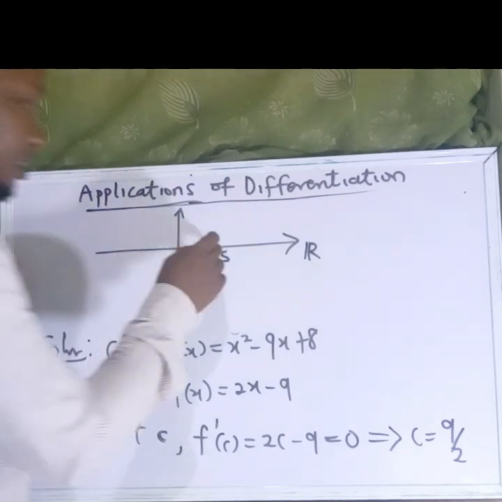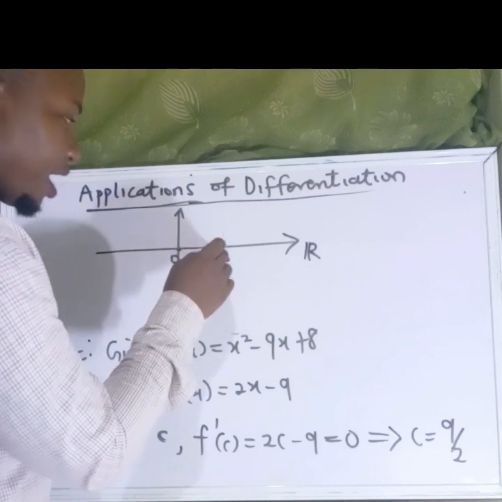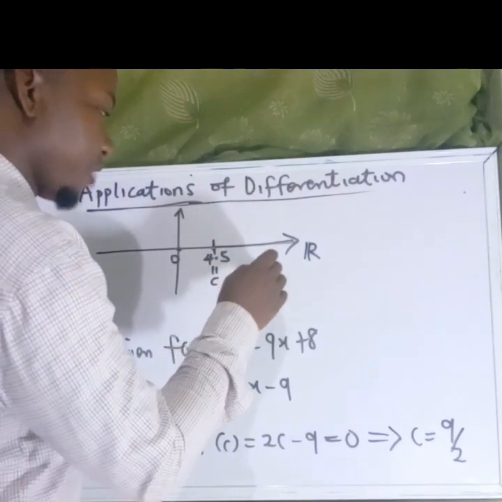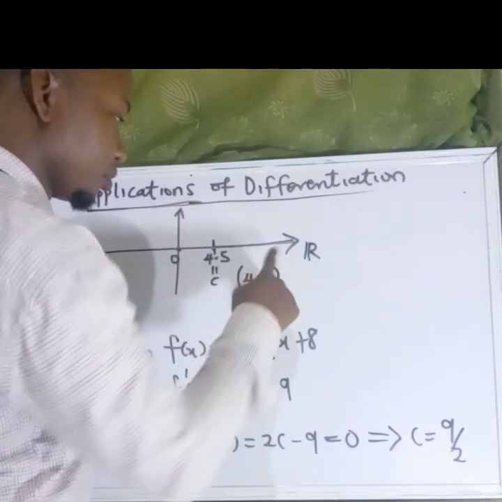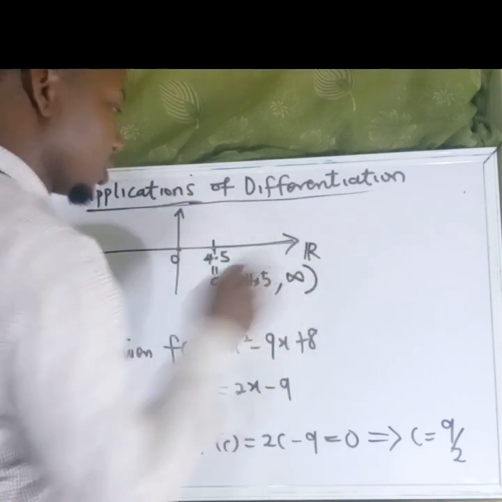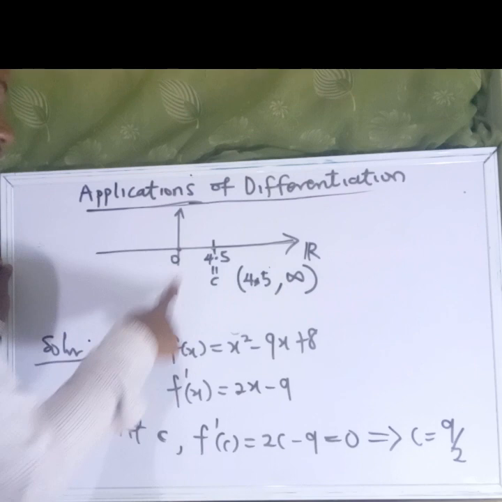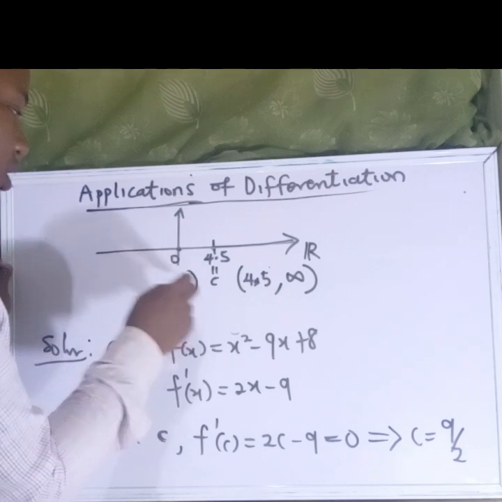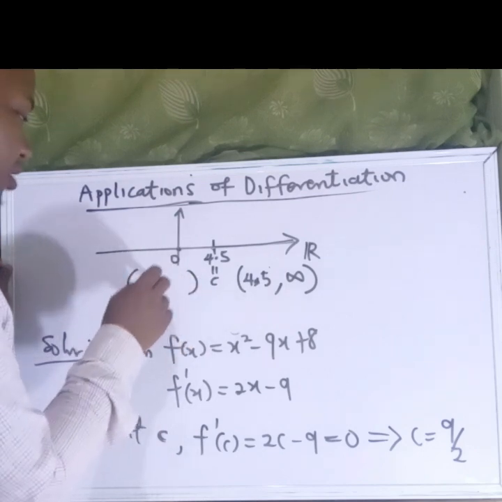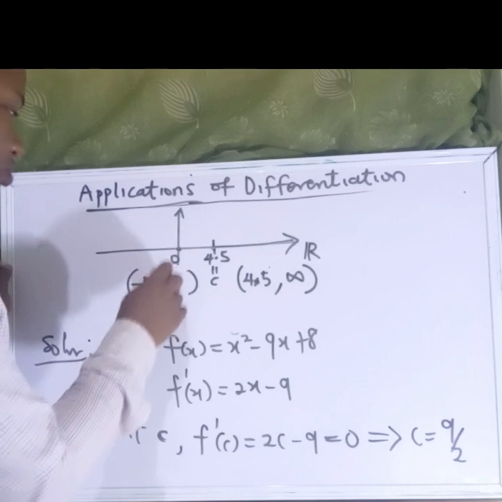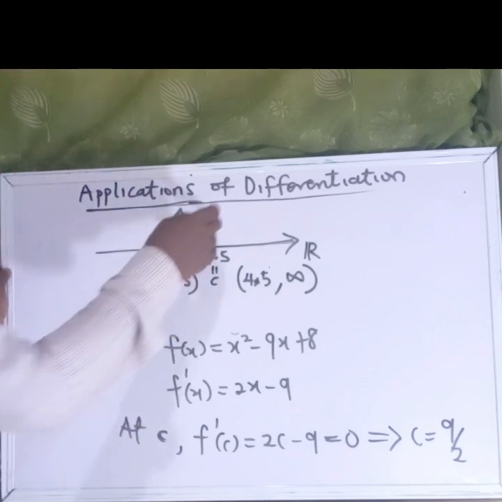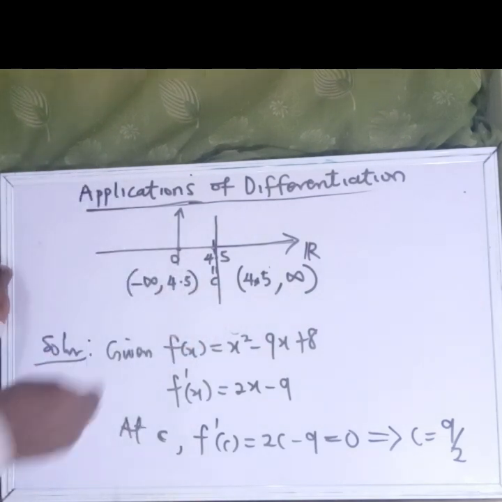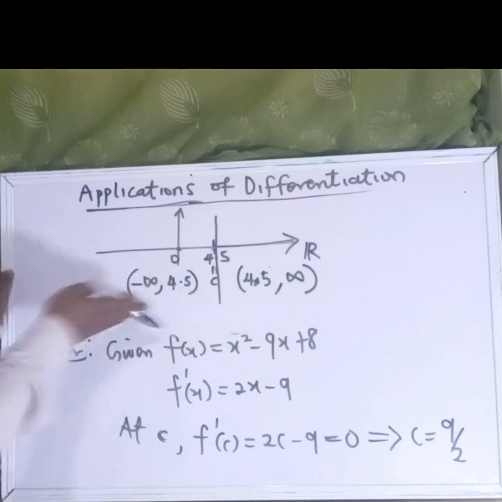One is from 4.5 to infinity, a particular interval on this line. Another interval is negative infinity to 4.5. So this 4.5 has divided this line into two. We have this interval, and we have this interval.